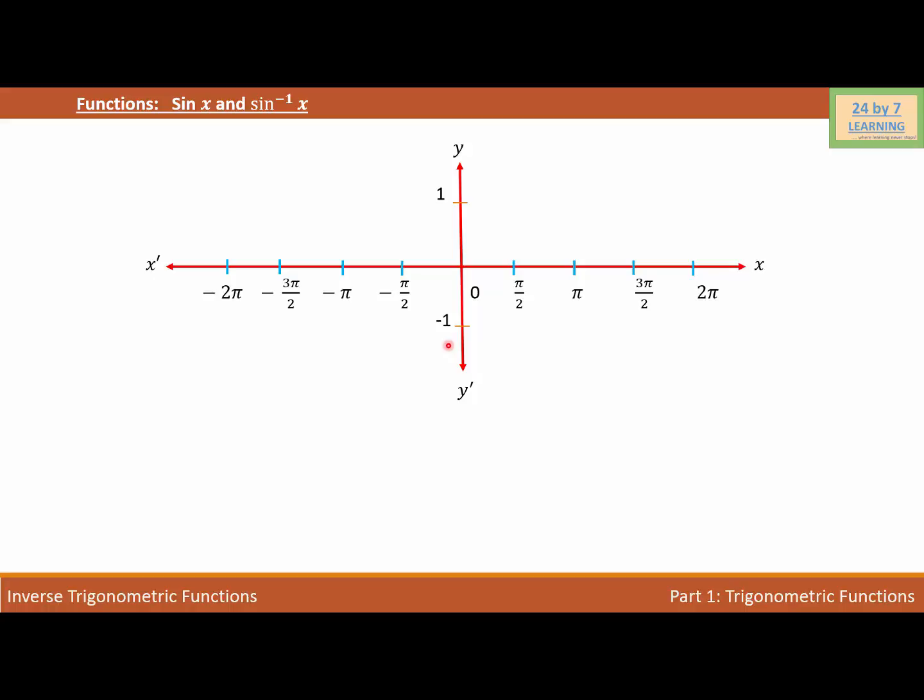Let's graph the function sine. So this is the graph of my sine x. As you can see, the value of sine increases from 0 to pi over 2, and the maximum value of sine is 1, and then it decreases from pi over 2 to 3 pi over 2, and the minimum value of sine is negative 1.